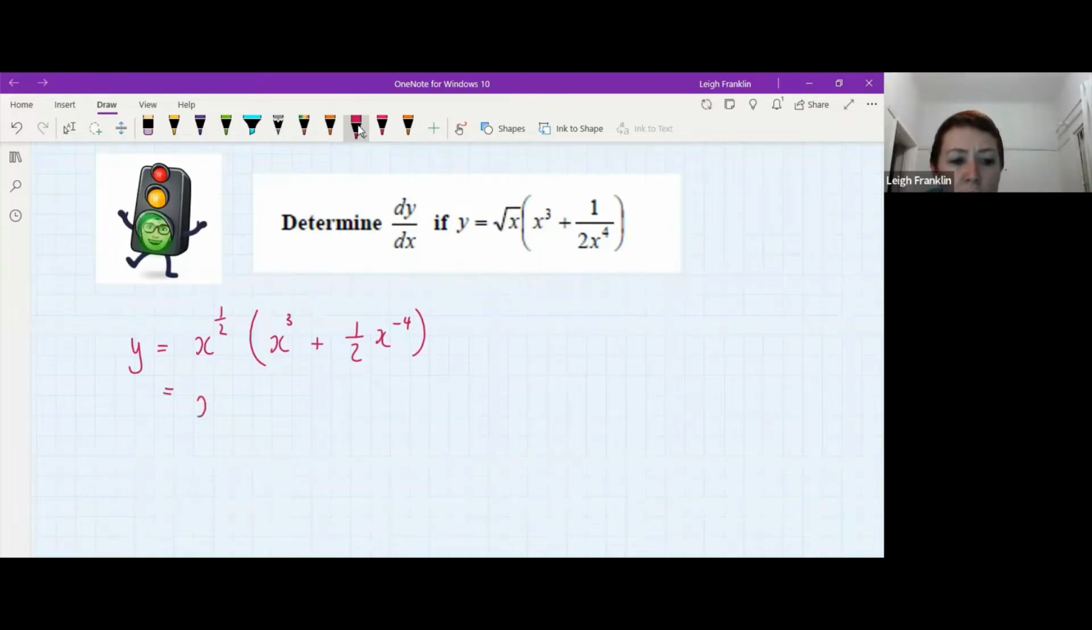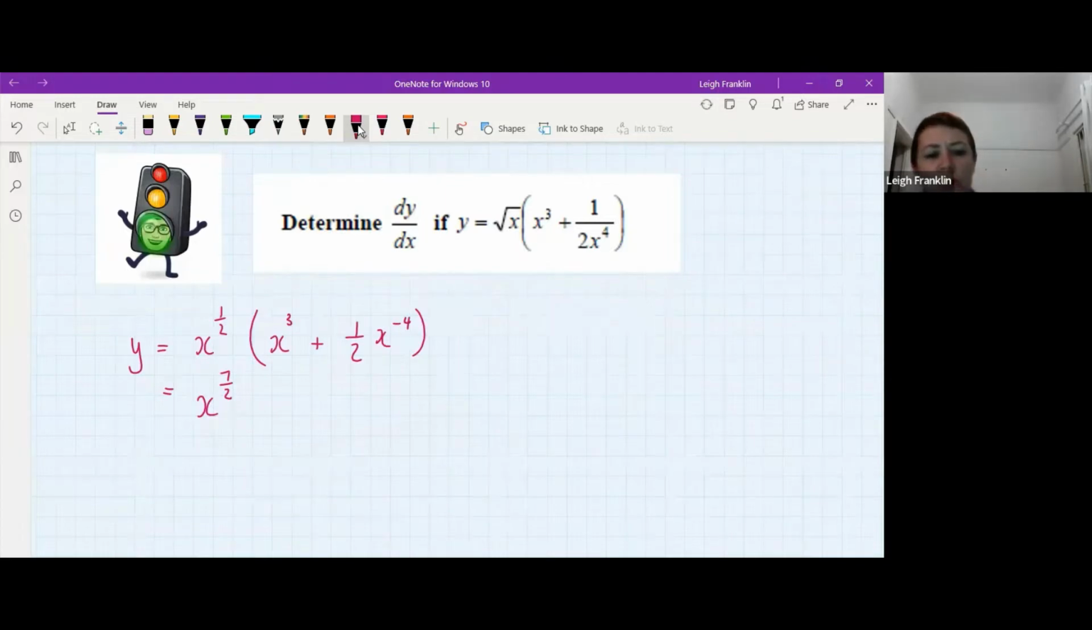So now when I multiply like bases, again, it's grade 8 work. When I multiply like bases, I must add my exponents. Okay, so I'm adding 3 to a half. That is going to give me 7 over 2. Okay, and if you're not sure of that, you can do that on your calculator. No one's going to stop you with it. Again, when you multiply like bases, you add your exponents.